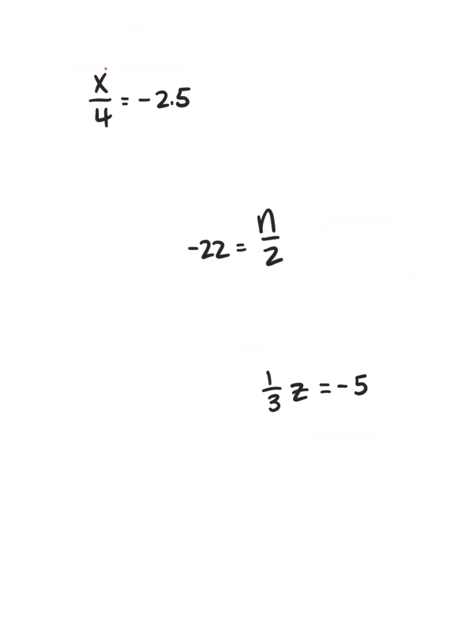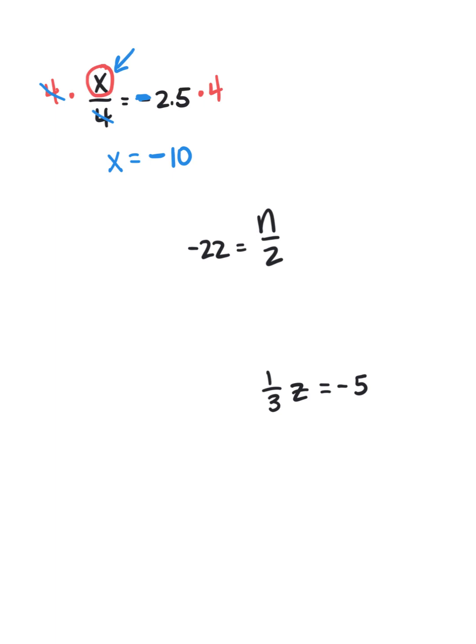Again, we would look for our variable. This is being divided by 4. The opposite of dividing by 4 is multiplying by 4. So we're going to multiply by 4 on both sides. These cancel out. We get x. -2.5 times 4. Well, I know my answer is negative because I only have the one negative sign here, right? Let's see, 2.5 times 4. Well, I know that 2.5 times 2 is 5, and 5 times 2 is 10. So my answer is -10. If we substitute it back, -10 divided by 4 is going to be -2.5.